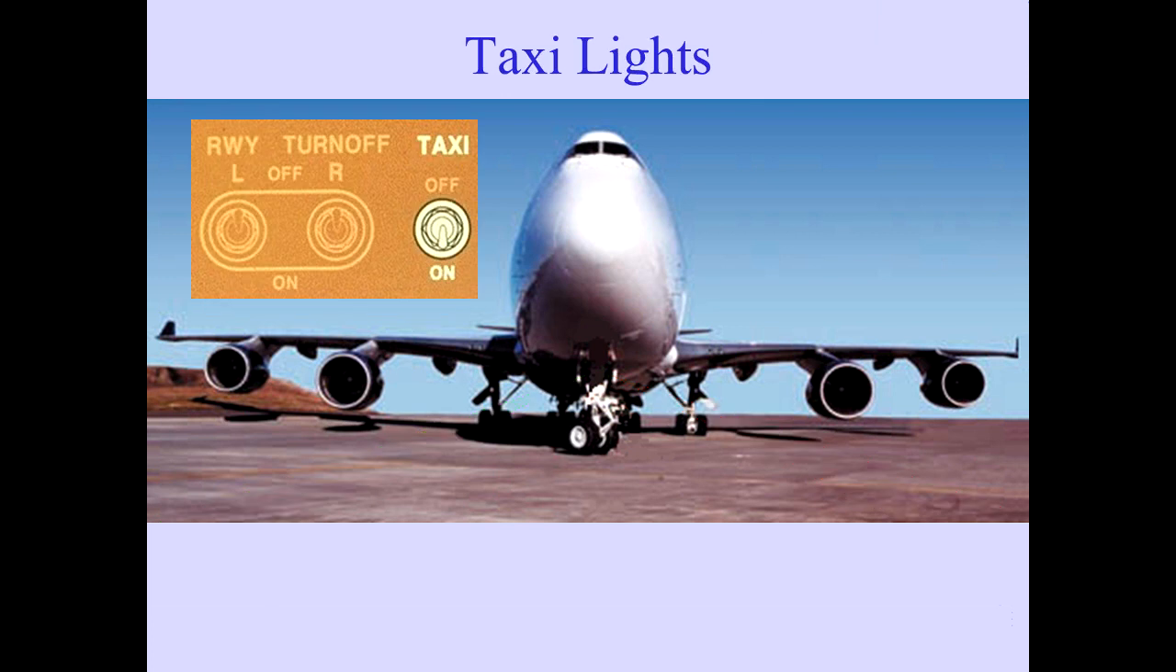The taxi light switch on the overhead panel controls the taxi lights. Two taxi lights are located on the nose landing gear and illuminate only when the air-ground sensing system is in the ground mode and the taxi light switch is selected to on.